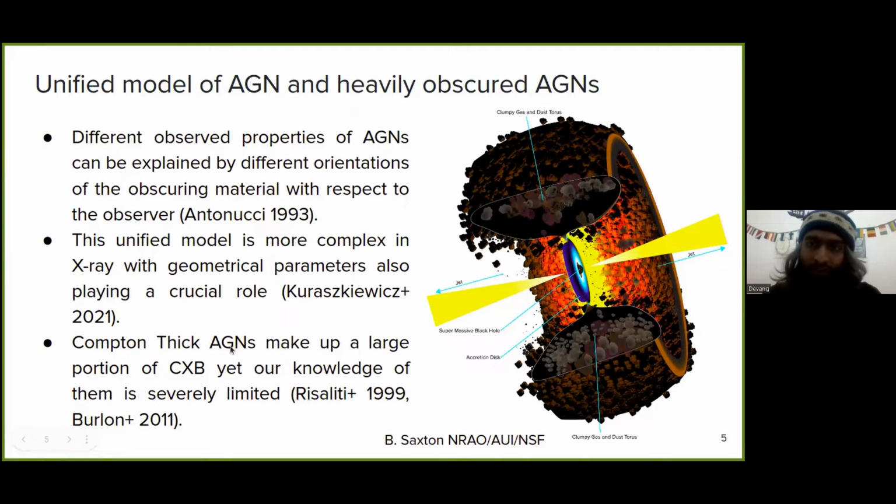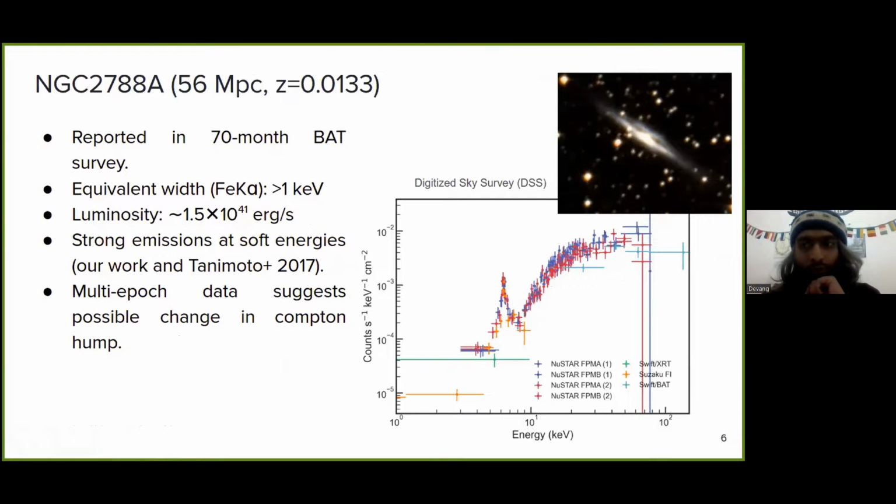Also, a large fraction of these sources are heavily obscured. But the problem when you have a heavily obscured AGN is that it is rarely X-ray bright. So whenever you get an X-ray bright heavily obscured AGN, it is a great opportunity to study the circum-nuclear environment, that is, the properties of the torus, because the astrophysical phenomena that are characteristic of this torus are observed in X-ray. So that is exactly what we are doing with this source, NGC 2788A.